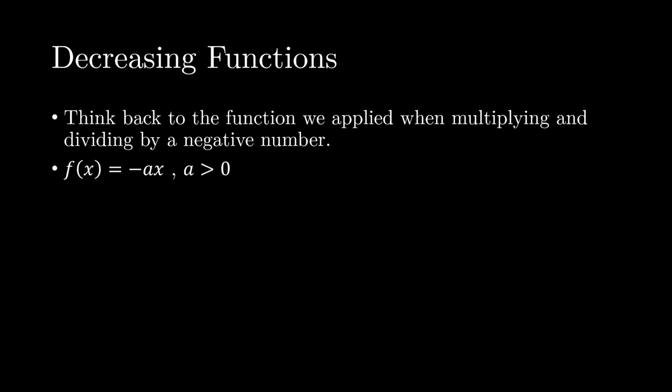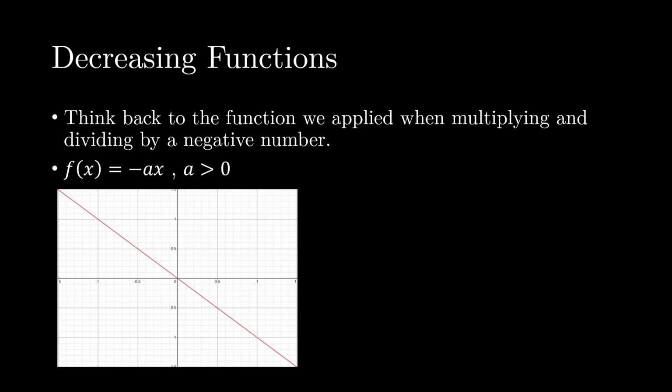So now let's think about what this function actually looks like. If a is greater than 0, then the function would look something like this. It wouldn't look exactly like this. This is just the case where a is 1. But you can see how the function would always be decreasing. And you can prove this with calculus as well. If you just find the first derivative, you can see how that function is always going to be negative.